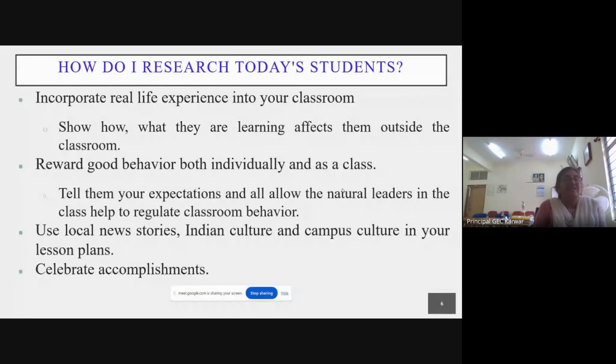So we need to incorporate a real life experience into our classroom. Show how what they are learning affects them outside as well as in the classroom. We need to reward their good behavior both individually as well as in the class. We need to tell them our expectations and allow the natural leaders in the class to help regulate the classroom behavior. Also we need to tell them some stories, news about local stories or the Indian culture or the campus culture in our lesson plans. And also finally we need to celebrate accomplishment.